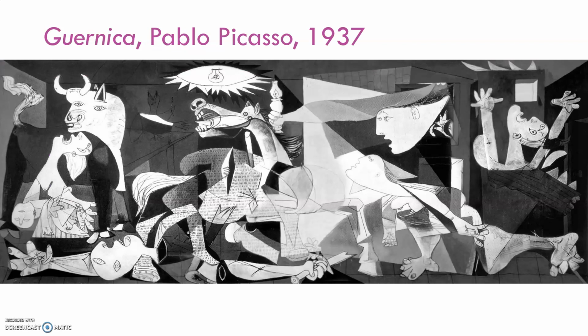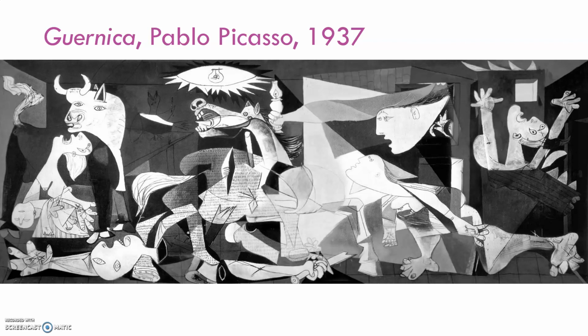Here we see Guernica, which is a very famous painting by Pablo Picasso done in 1937. It depicts the bombing of a town called Guernica during the Spanish Civil War by some Nazi-supported bombers. For me, this painting really speaks to the horrors of war, especially the new kind of mechanized war that was brought about in the 20th century.